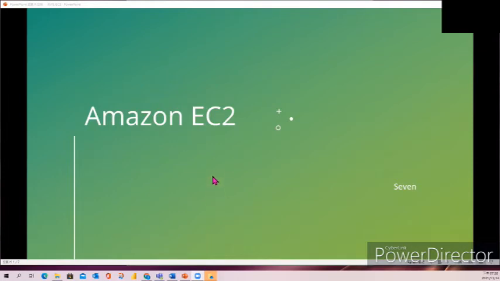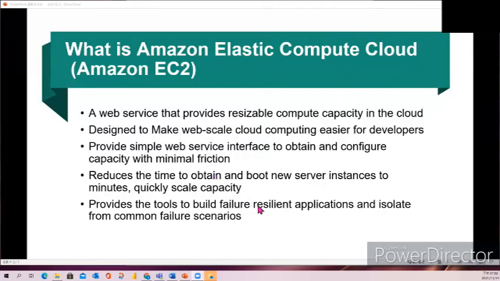Today we want to talk about Amazon EC2. What is Amazon Elastic Compute Cloud? We call that Amazon EC2. Amazon EC2 is a web service that provides resizable computing capacity in the cloud, designed to make web-scale cloud computing easier for developers, and provides a simple web service interface to obtain and configure capacity with minimal friction.